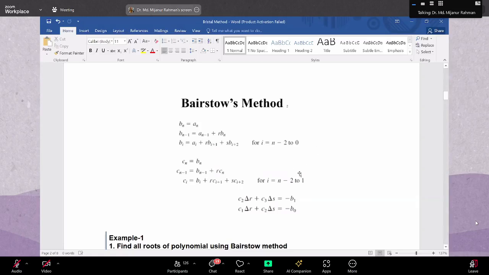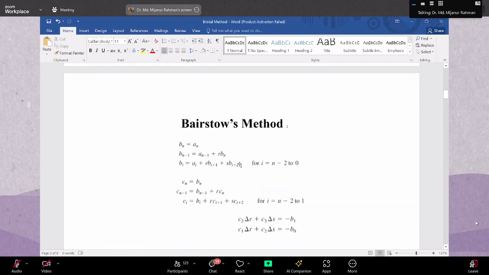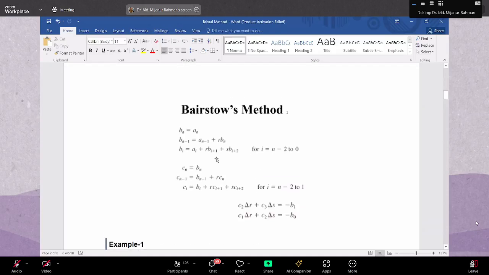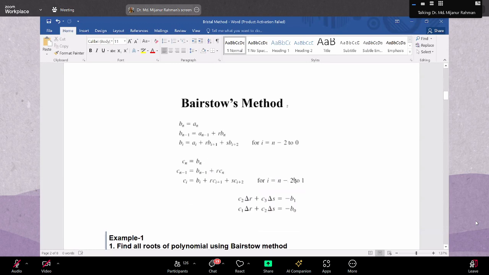If you apply it, then we can compare with other methods how it is converging, the speed of convergence, how many iterations are required, how long the calculations are, we can say.